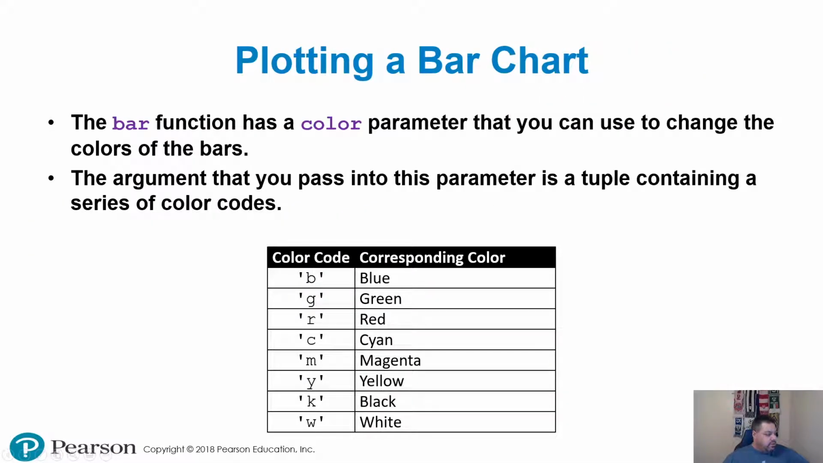Colors for the bar chart. More parameters here. Each one has a color. Its color equals whatever, and it has these letters to designate those corresponding colors.